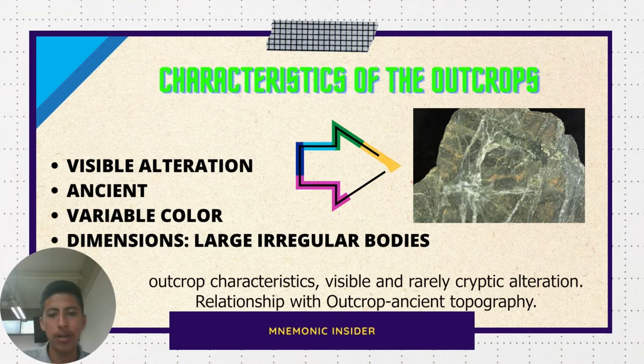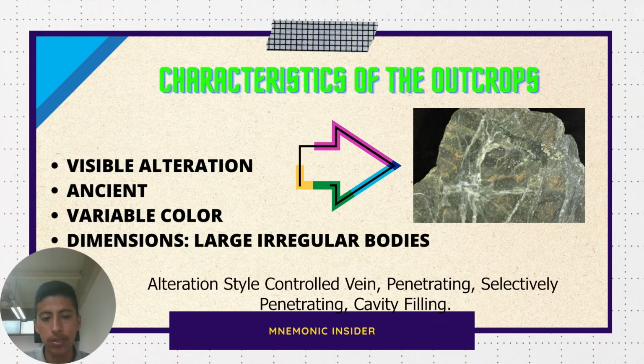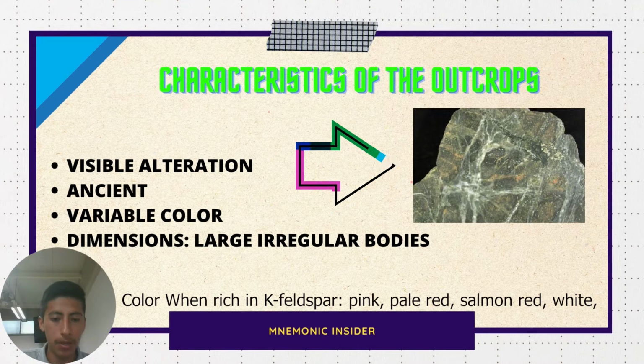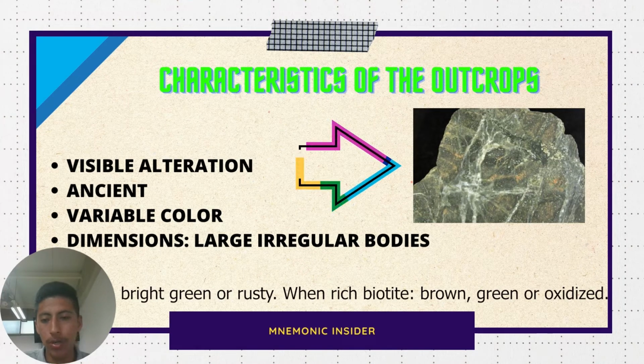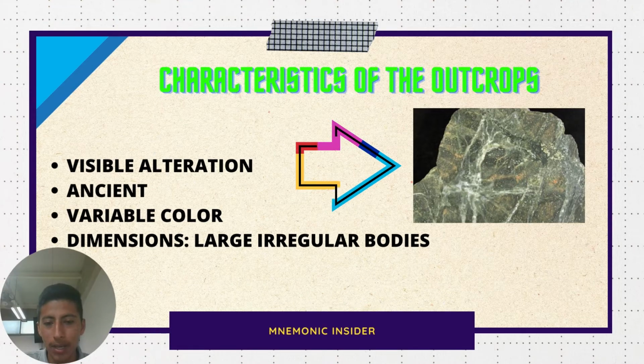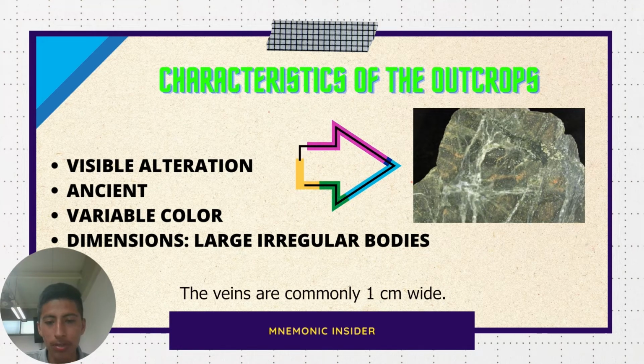Outcrop characteristics: visible and rarely cryptic alteration, relationship with outcrop and ancient topography, alteration style contour veins, penetrating selective, cavity filling. Color when replacing feldspar: pink, pale red, salmon red, white, green or rusty. When replacing biotite: brown, green or oxidized. Shape and dimensions: large irregular bodies hundreds of meters wide and long. The veins are commonly narrow.